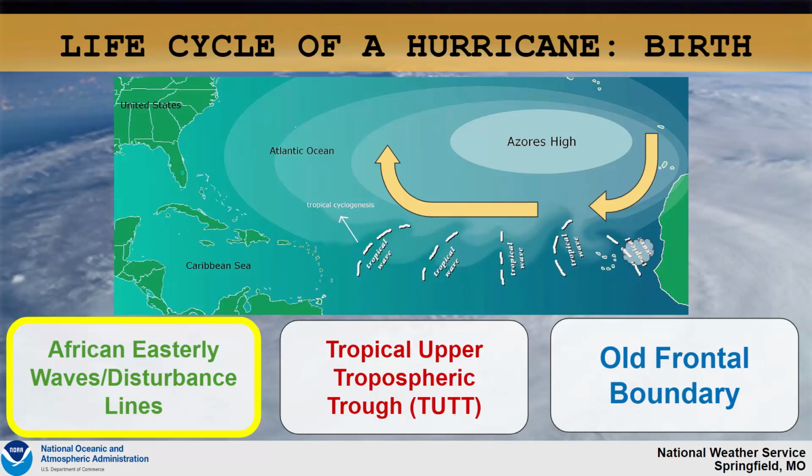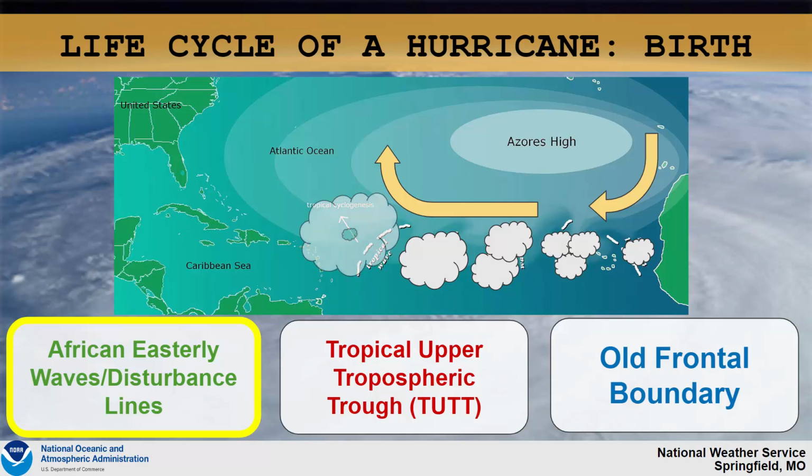Anyways, if these waves move into an area with warm ocean waters, moist air, and weak wind shear, thunderstorm development will gradually increase until the warm core process creates a tropical system and eventually a hurricane.